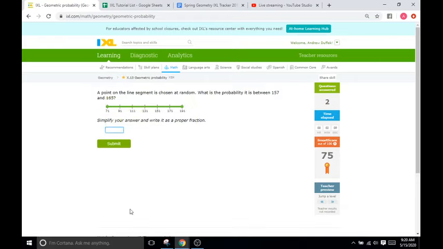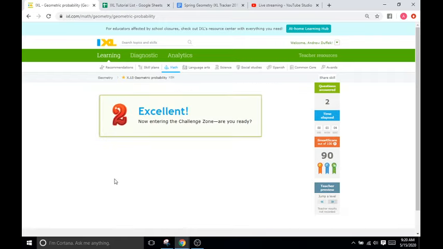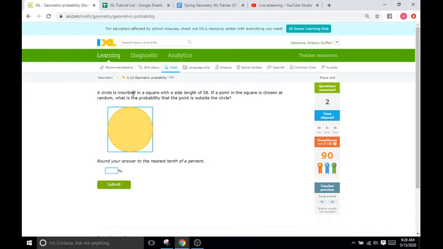And there we go. Okay, so line segments, you know that already. We're going to jump. Ooh, a circle. So once you get to the 90s, you're going to see diagrams like this. A circle is inscribed, as in written inside, a square with a side length of 58. If a point in the square is chosen at random, what is the probability that the point is outside the circle? Okay, this is going to be fun.